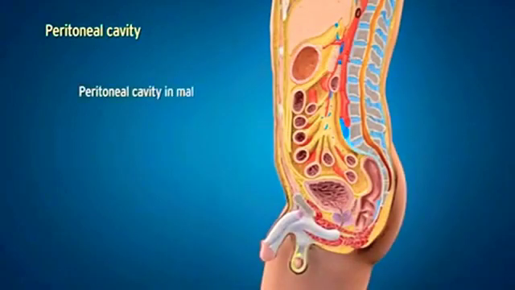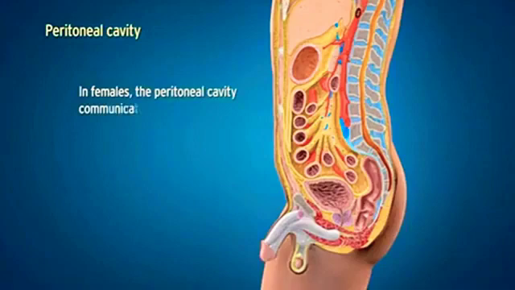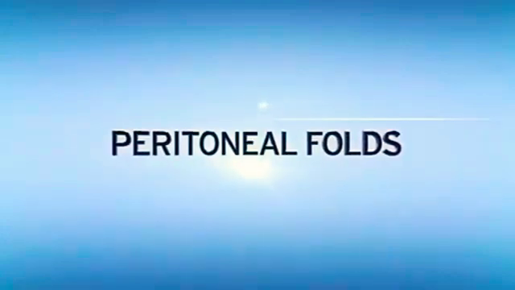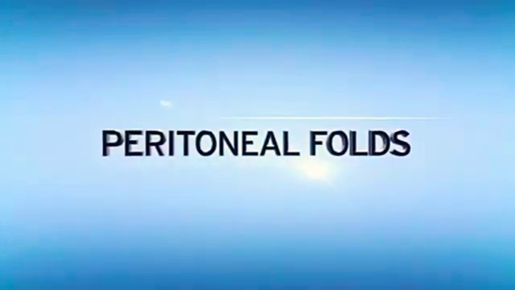Peritoneal cavity in males is a closed sac. In females, the peritoneal cavity communicates with the exterior through the uterine tubes. Peritoneal folds.